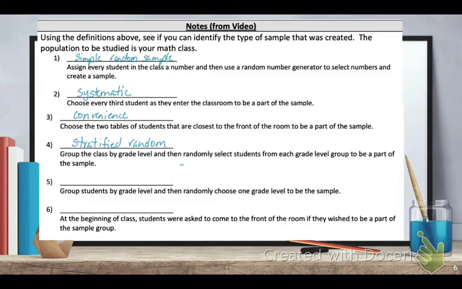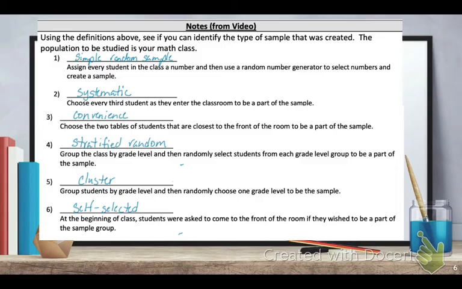Number 5, group students by grade level and then randomly choose one grade level to be the sample. So we are creating a cluster sample because we are grouping by grade level and then taking that whole cluster. Number 6, at the beginning of class, students were asked to come to the front of the room if they wish to be a part of the sample group. So this would be self-selected because the students are volunteering.